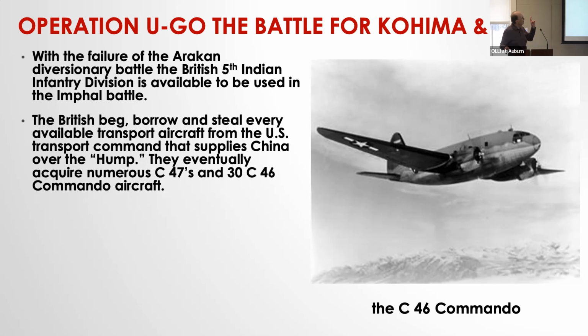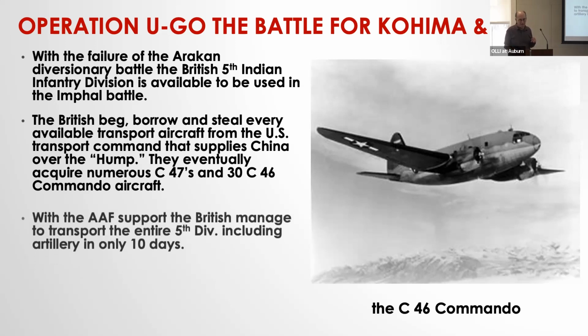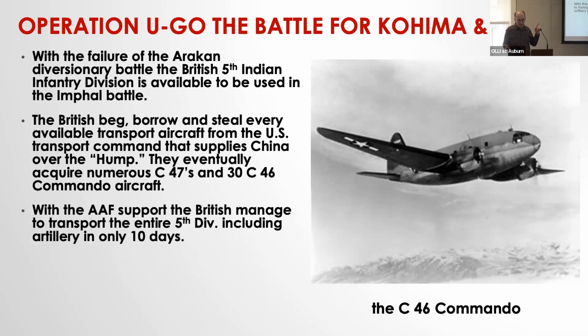And simply, we have a significant amount of cargo aircraft that are flying supplies into China over what's known as the Hump, the Himalaya Mountains. And the British go, hey, we really need some aircraft. So the US decides to temporarily suspend transport to China in order to support this mission for the British. And indeed, what happens then is we give them numerous C-47s to use and 30 of these C-46s. And they're going to be able to move the entire Indian 5th Division in 10 days, including light artillery and everything it needs to defend Imphal.